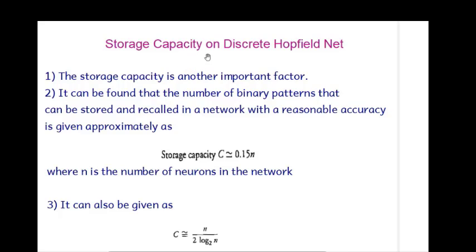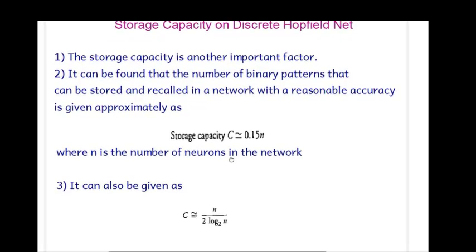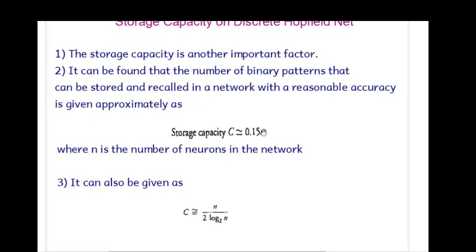Then finally the storage capacity of the discrete Hopfield network. The storage capacity is another important factor in the case of a Hopfield network. The number of binary patterns that can be stored and recalled in a network with reasonable accuracy is given by 0.15 times n, where n is the number of neurons in the network. So the more neurons, the more the storage capacity.